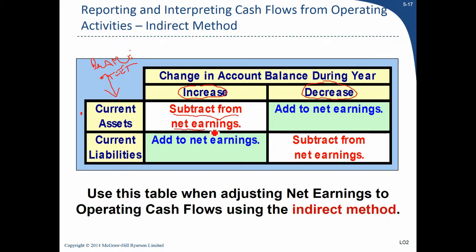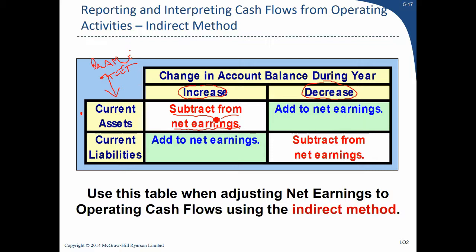But this table is good for reference when you're learning, because it'll help get your mind straight about which direction the adjustment needs to go. Okay, because if you're making a positive adjustment to net earnings, if you're saying add to net earnings when you should be subtracting from net earnings, or vice versa, you're never going to get to the right cash number, right?